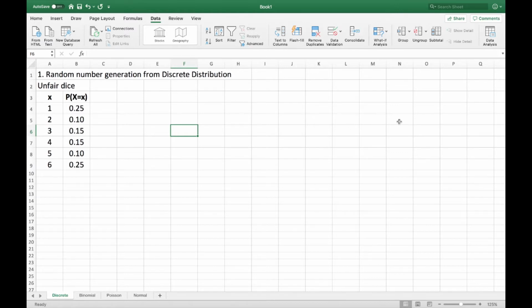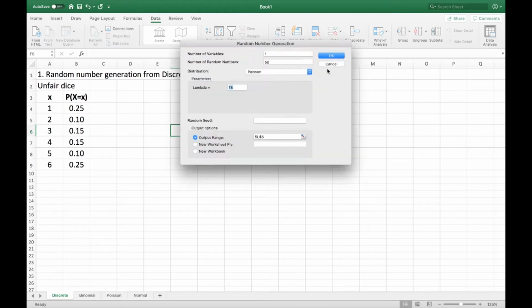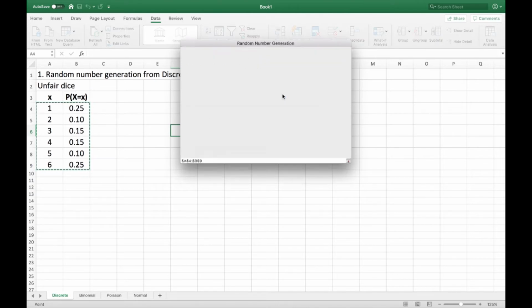So the first step is of course to activate the data analysis, and then we choose the random number generation. As you can see, the number of variables is only one because there is only x, and the number of random numbers is how many numbers we would like to generate. So in this example, let's say 50. And then the distribution is discrete.